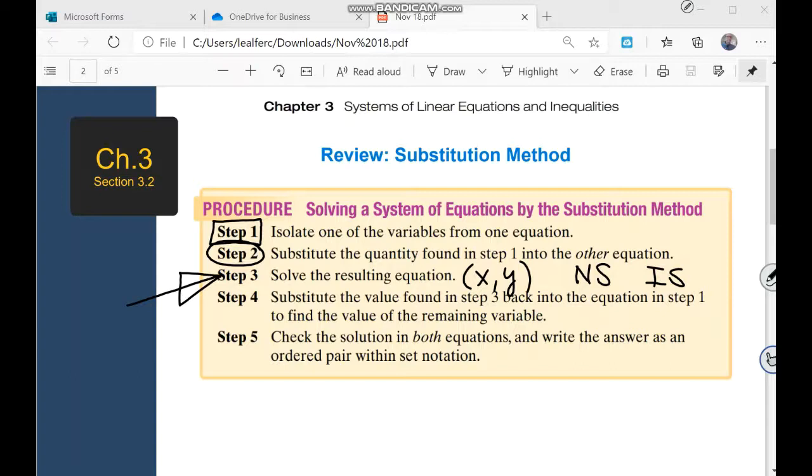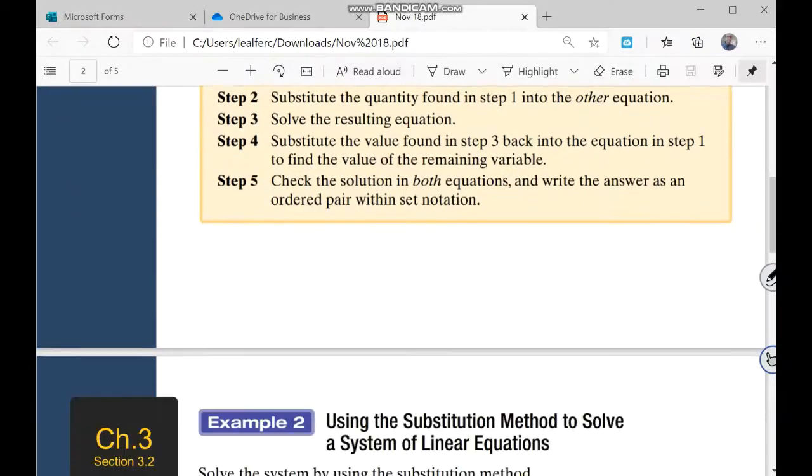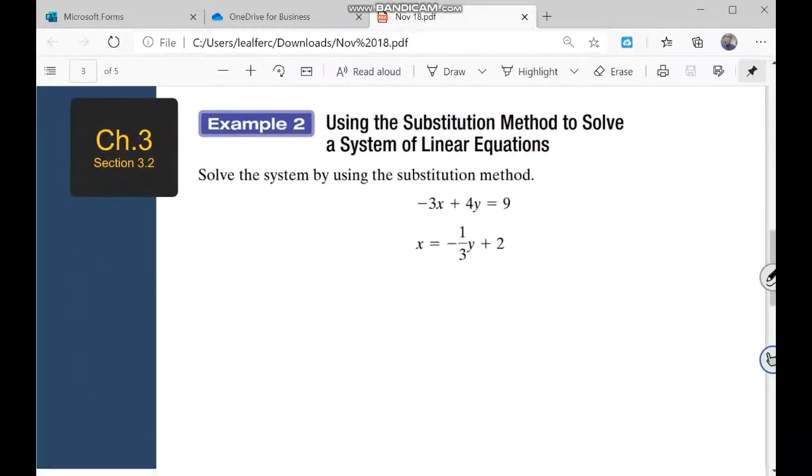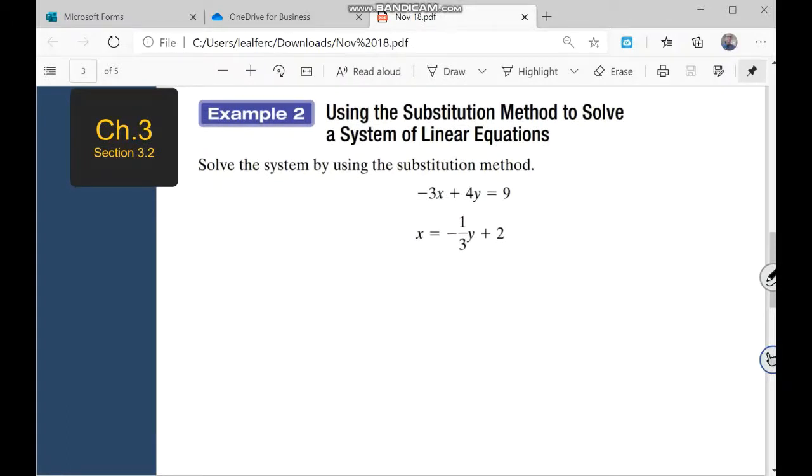Let me show right now an example where I'm going to complete all the steps, step number 1, 2, and 3, okay? This is an example from the reference textbook, and we're going to complete all the steps until finding the answer, step number 3. That's the example. Solve the system by using the substitution method. Then we have a system, 2 equations with 2 different variables. Let's solve it using the substitution method.